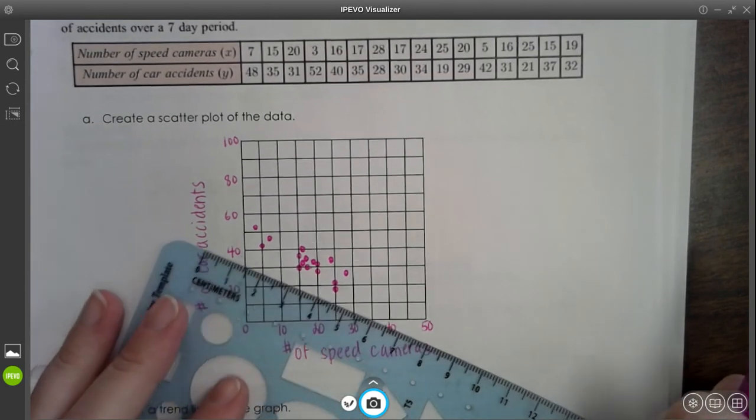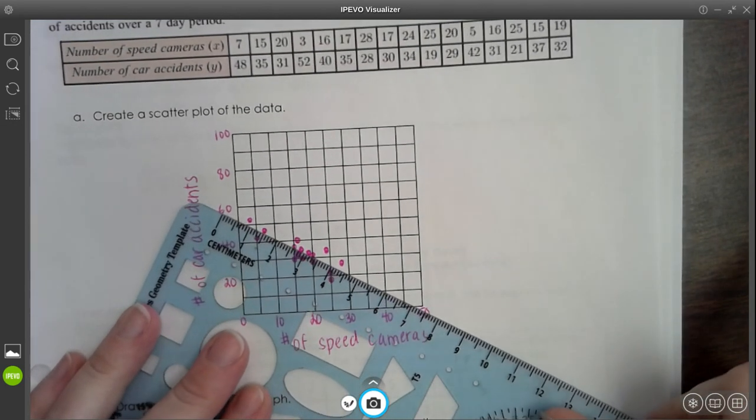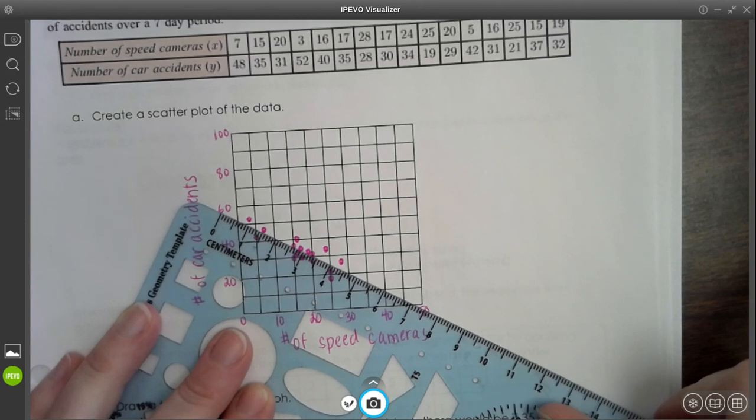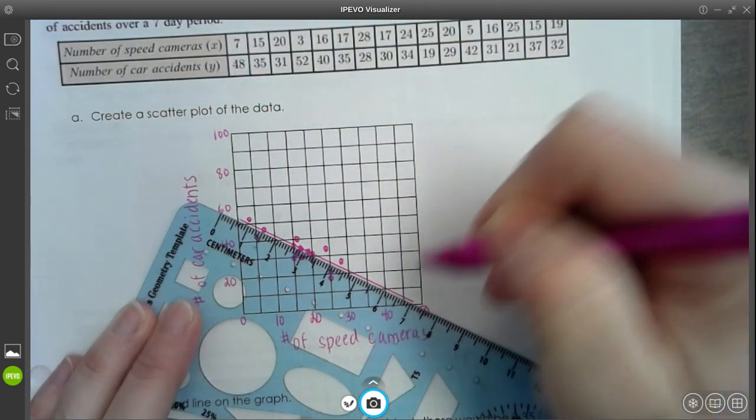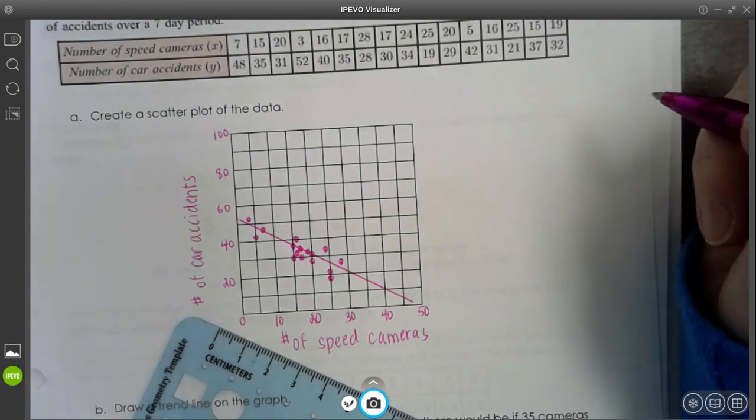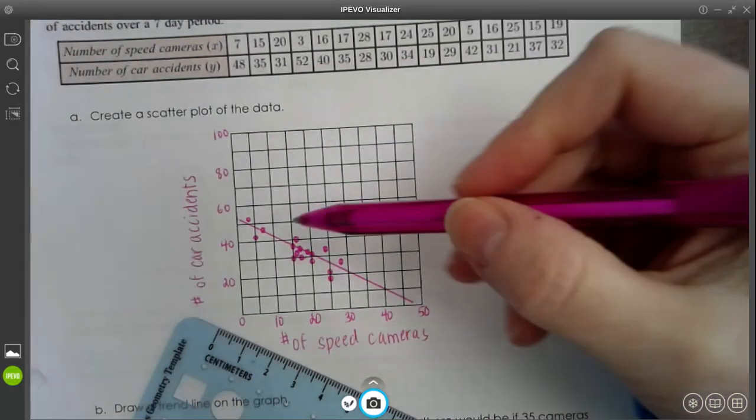Okay, so I'm going to draw a trend line in here where we have about half above the line and about half below the line. You don't need to count, okay? It doesn't need to be perfect, but you just want to kind of estimate it.